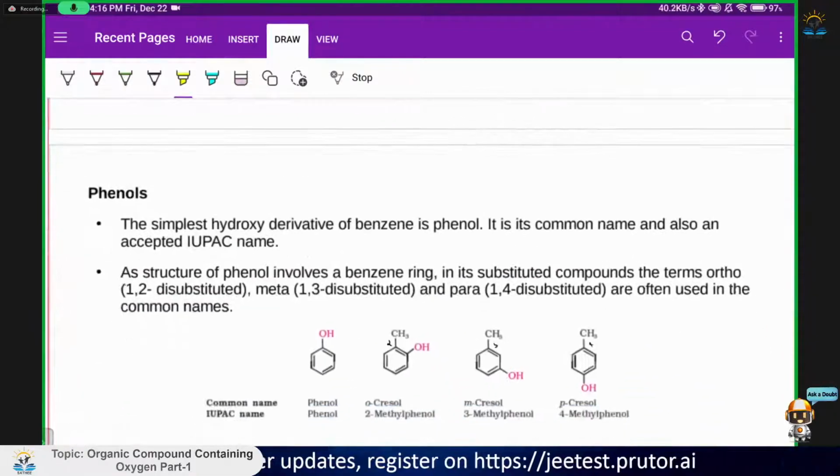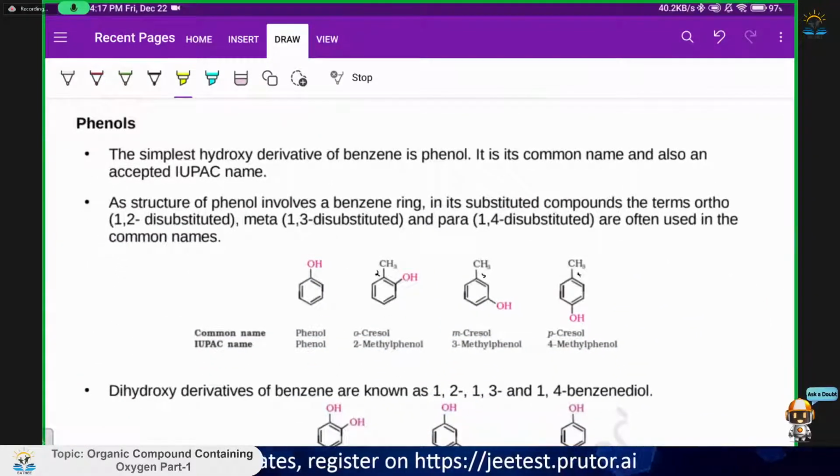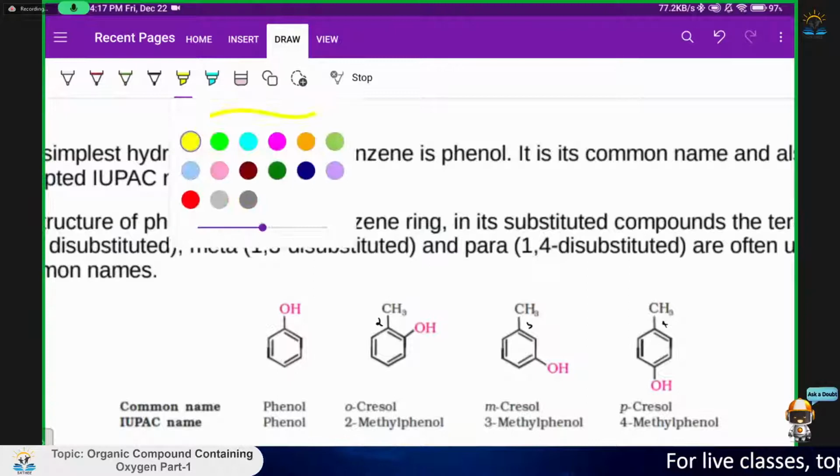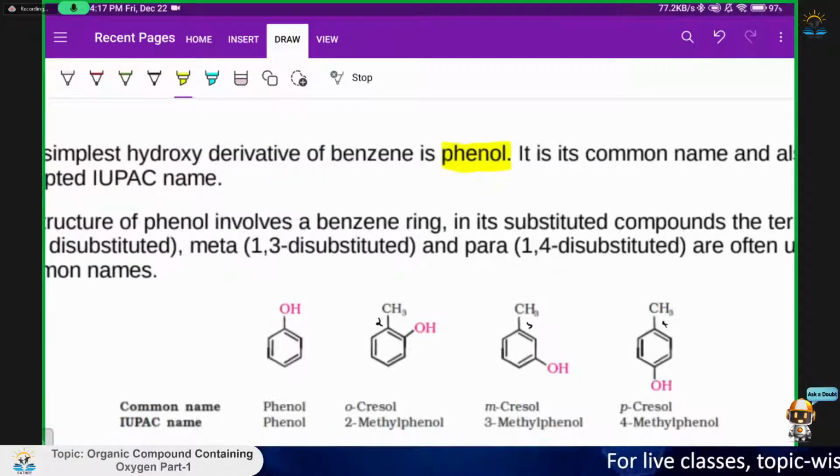Now moving on to phenols. Nomenclature of phenols. The simplest hydroxy derivative of benzene is phenol, because we are already attaching one OH group to the benzene ring. Phenol is its common name and also an accepted IUPAC name.